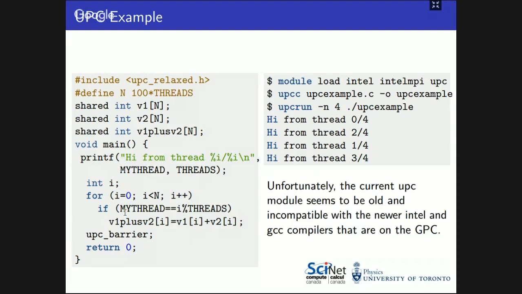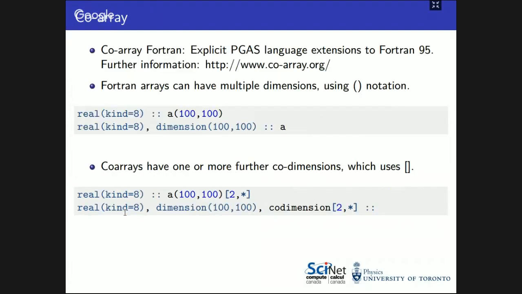Secondly, our current UPC module is old and doesn't work with the Intel compiler anymore, so I can't even really have you try this out. If you want to, you can either install UPC or we can install a new one. But so, this is one of the ways to try and improve. A second way, or the last way of today, is Co-Array Fortran. Fortran, yes, Fortran.